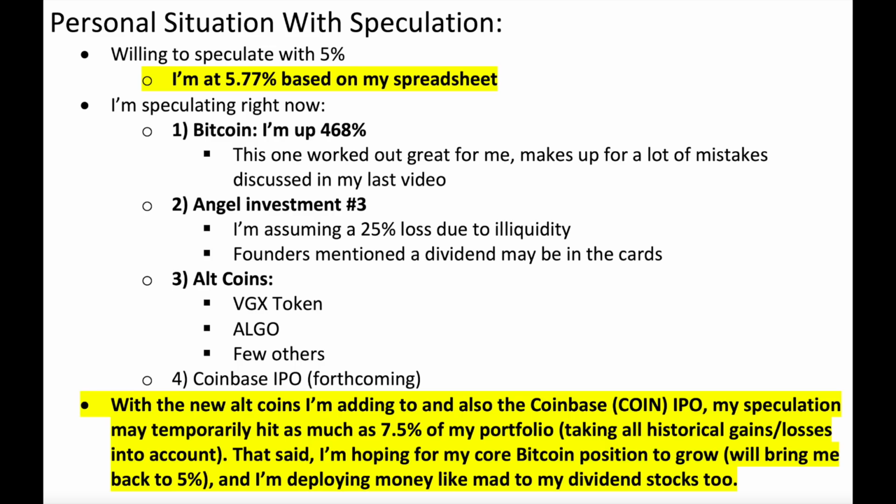And I think that's just such an important thing to underscore. Why do I love dividend stocks so much? It's just part of who I am. Why am I good at dividend stocks? Because I love dividend stocks.